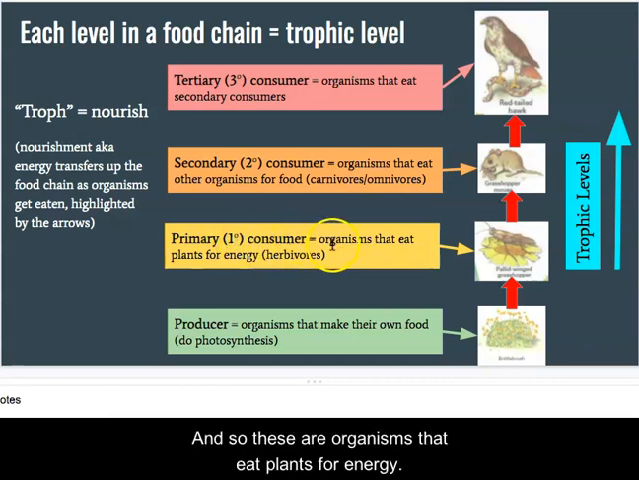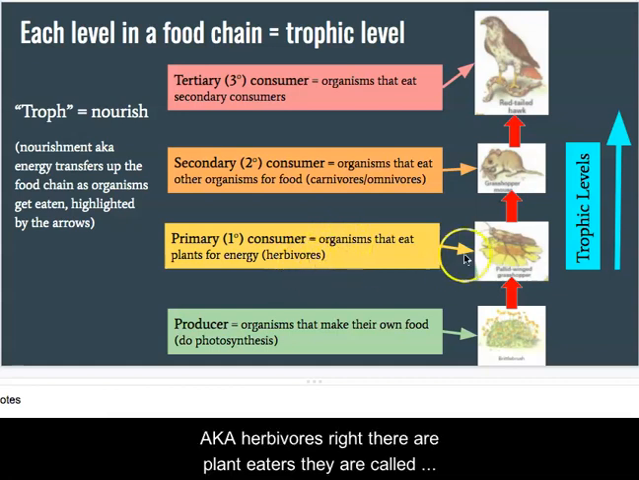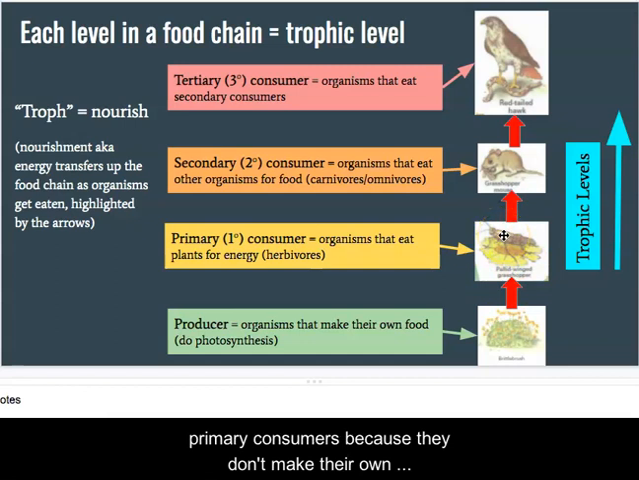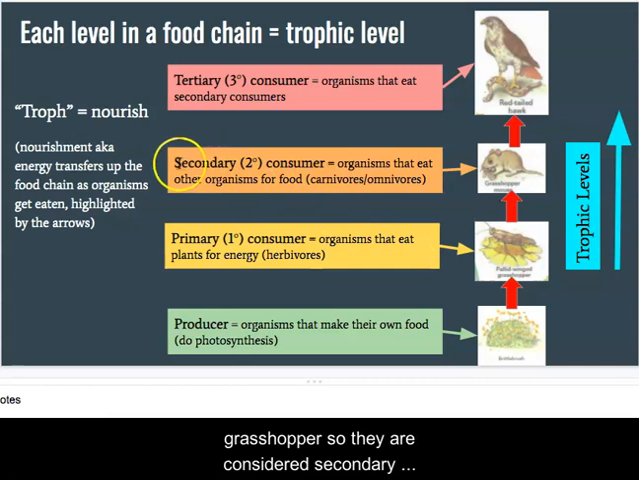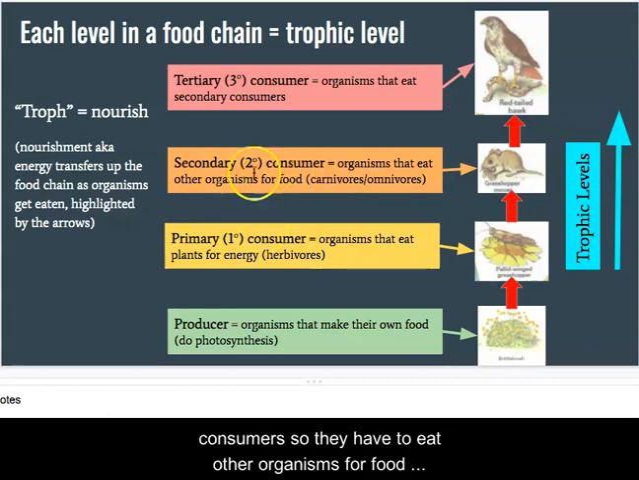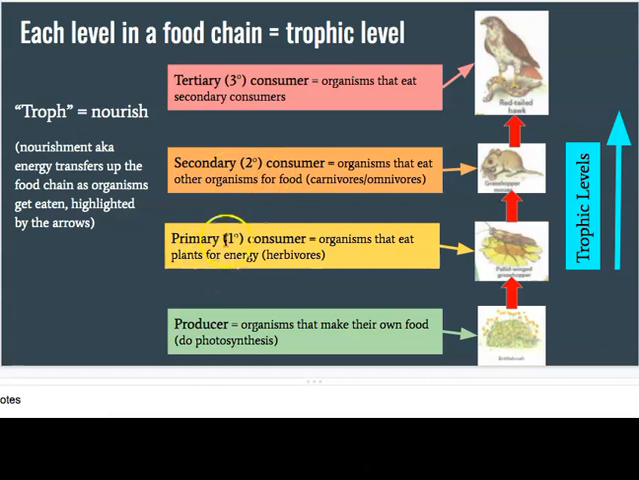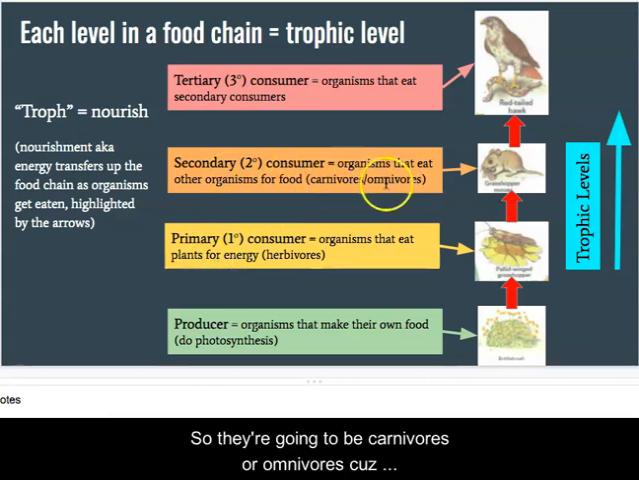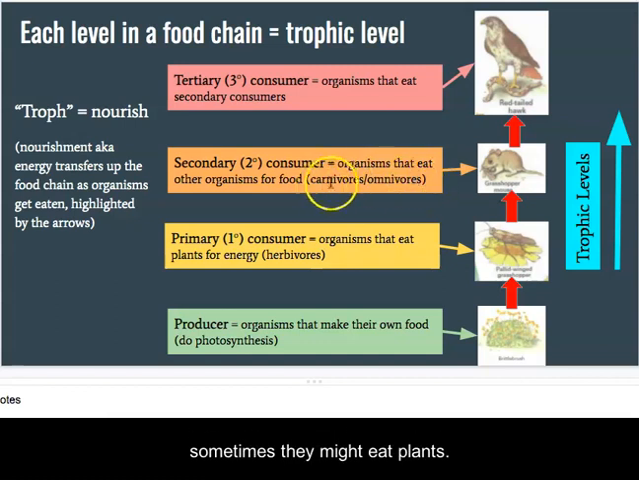These are organisms that eat plants for energy, aka herbivores, right? They are plant eaters. They are called primary consumers because they don't make their own food, but they are getting food from producers. And then the mouse comes along and eats the grasshopper, so they are considered secondary consumers. They come along and eat the primary consumers. So they have to eat other organisms for food. They cannot eat plants. So they're going to be carnivores or omnivores, because sometimes they might eat plants, but they also eat meat of some kind as well.